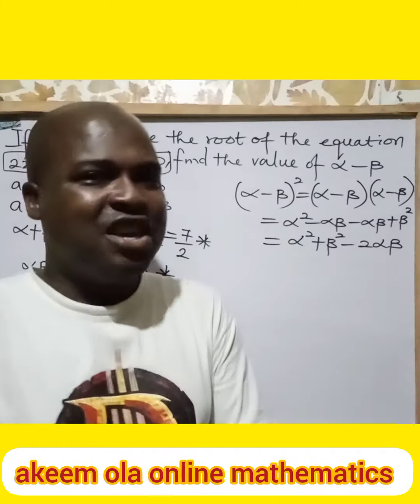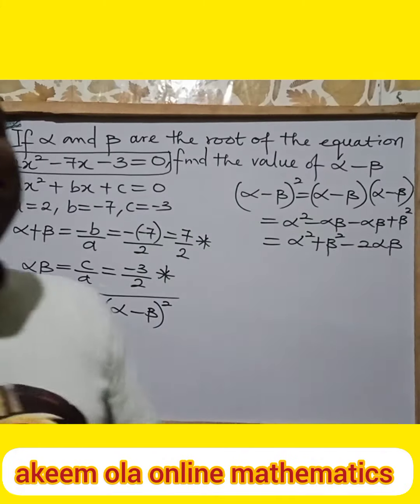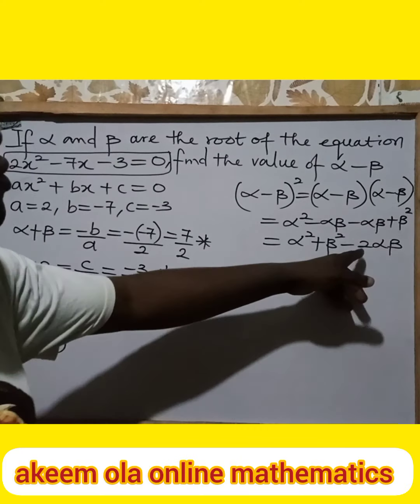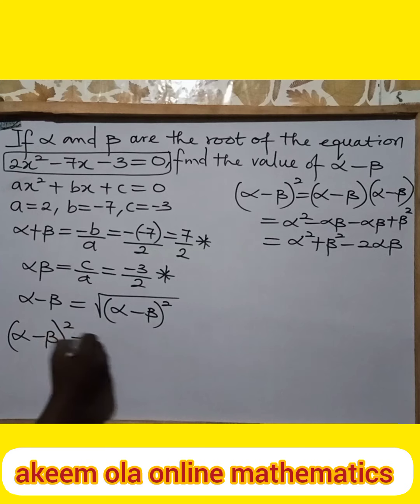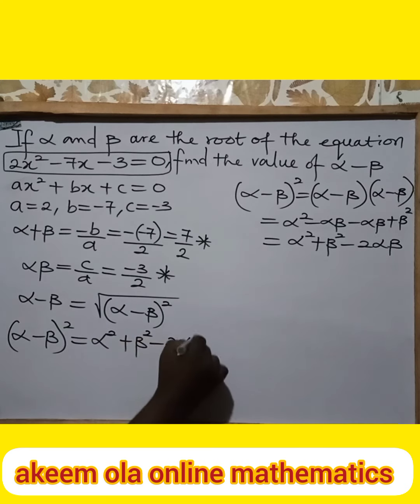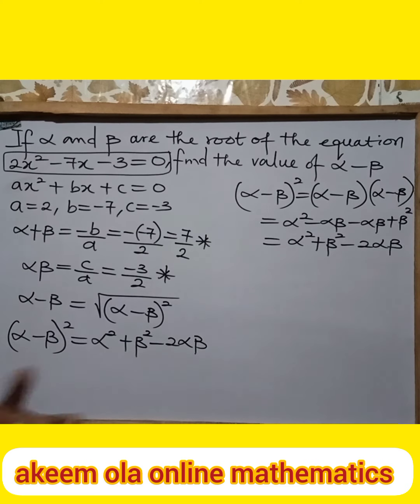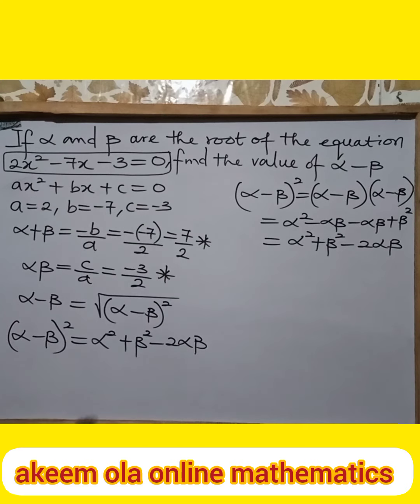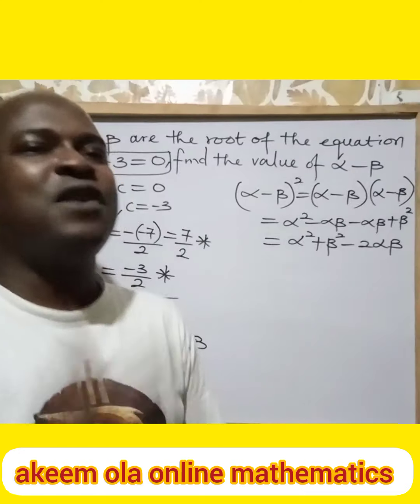You can now see we are getting something that is close to product and sum of roots. So if I substitute these in here, I am going to have alpha square plus beta square minus 2 alpha beta. But this is still not complete, because if you look at it very well, you will notice that the only thing that is similar to the product and sum of roots is this minus 2 alpha beta. Alpha square and beta square are still something that I need to simplify further.